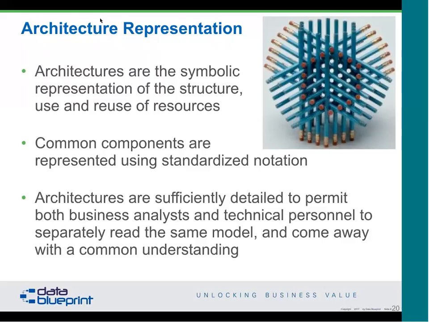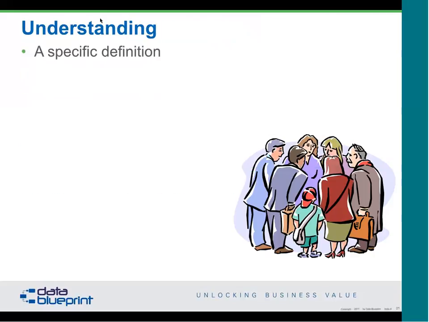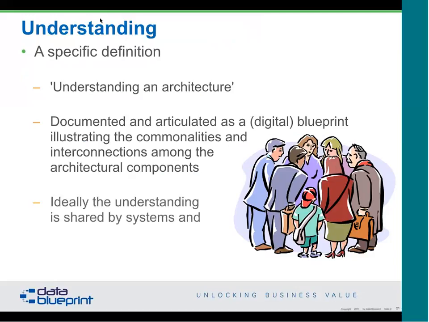The other thing is architectures also need to be a balance, sufficiently detailed to permit both business people and technical people to read the same model and come away with a common understanding. Those of you that are listening know that Shannon and I are both musicians, and when we're playing music, we have to be singing off the same sheet of paper, or it sounds terrible. So when we talk about understanding architectures, what we're really talking about is getting something documented as a digital blueprint that illustrates the commonalities and the interconnections of the various components that are there. The idea is to get that shared understanding by the systems as well as by the humans.